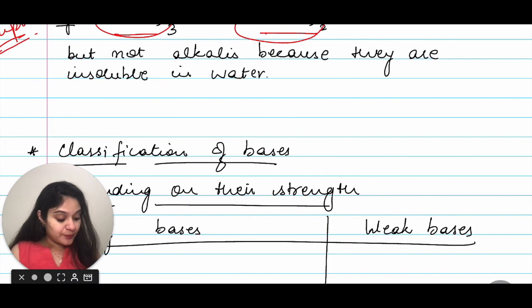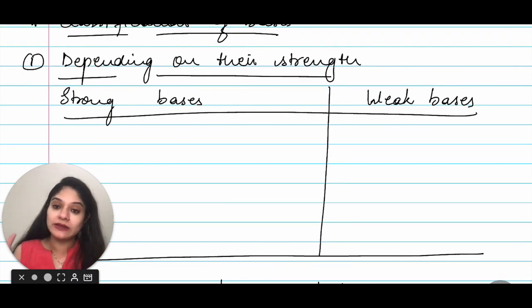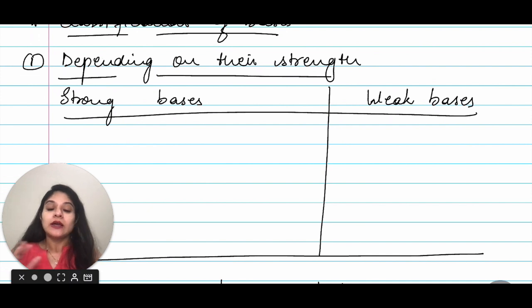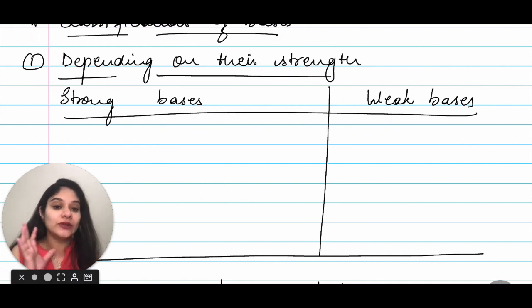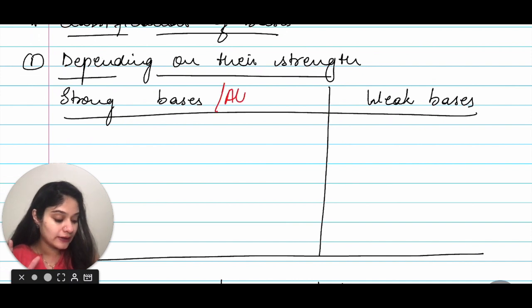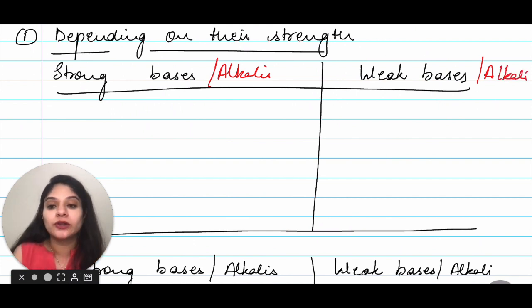Now, moving on to classification of bases. So we have a strong base and we have a weak base. Since we are checking the strength and we are mixing them in water, we can also say strong alkalis or weak alkalis, because if it is not soluble in water, we do not know how to get the strength of it.